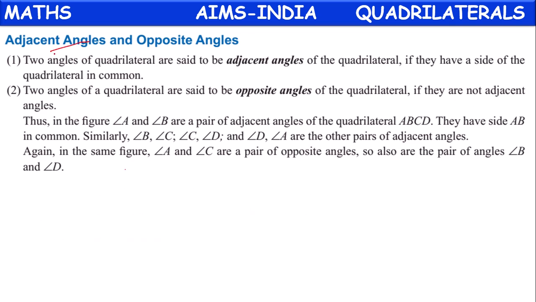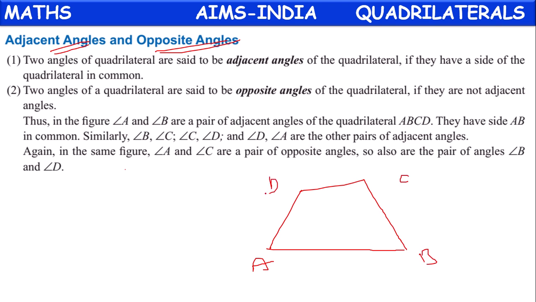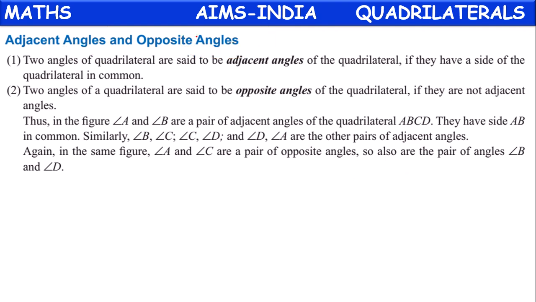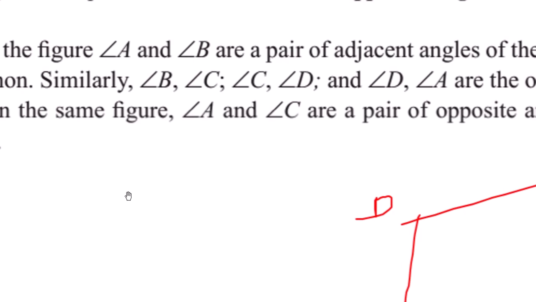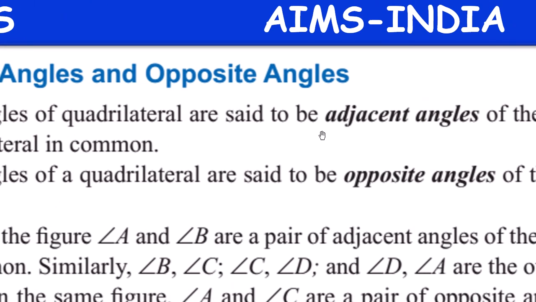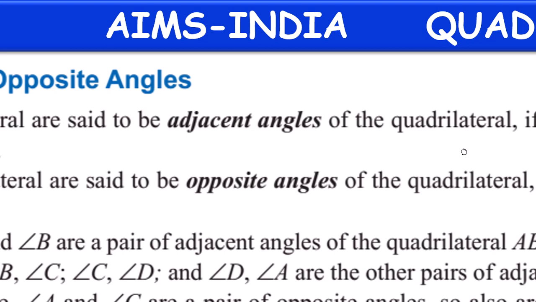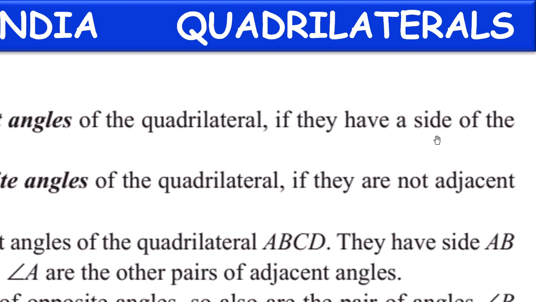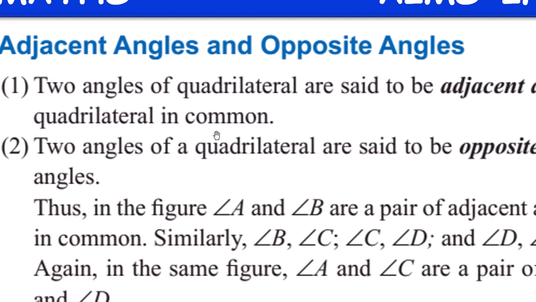Next one. In the same way, we have adjacent angles and opposite angles. So if this is the quadrilateral ABCD, then we will have adjacent angles and opposite angles for a quadrilateral. So here, children, two angles of a quadrilateral are said to be adjacent angles of the quadrilateral if they have a side of the quadrilateral in common.